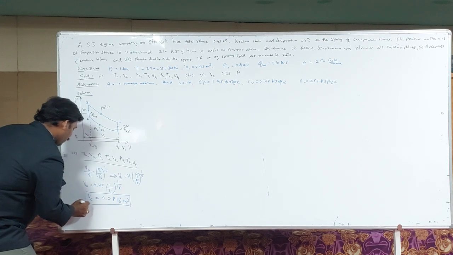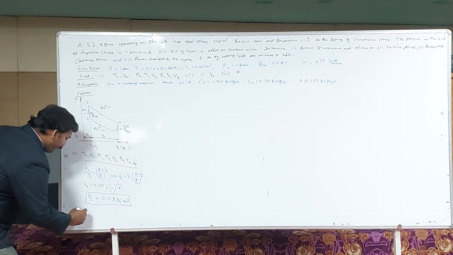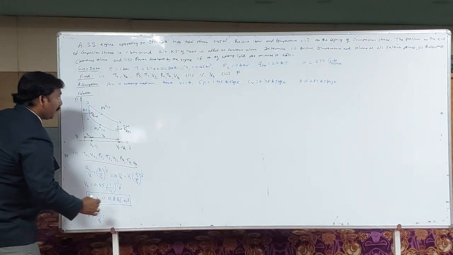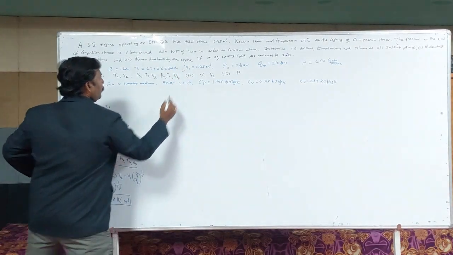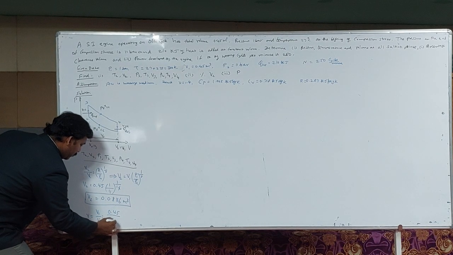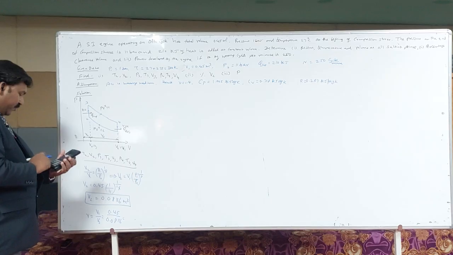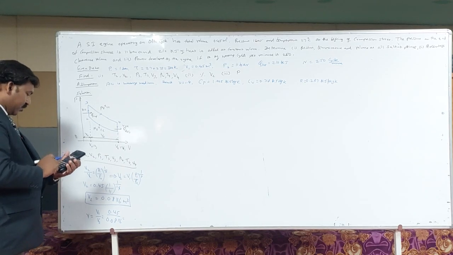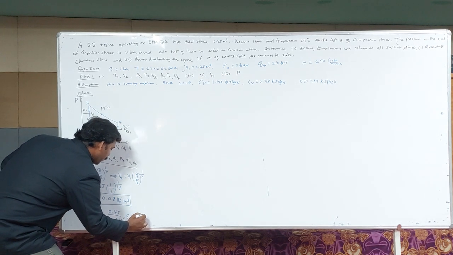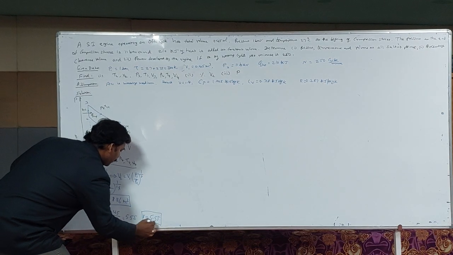So this is V2. Now I have to find the compression ratio. So R is equal to V1 by V2. V1 we know is 0.45 meter cube. So 0.45 divided by 0.08116 is 5.55. So R is equal to 5.55. So this is the value of compression ratio.